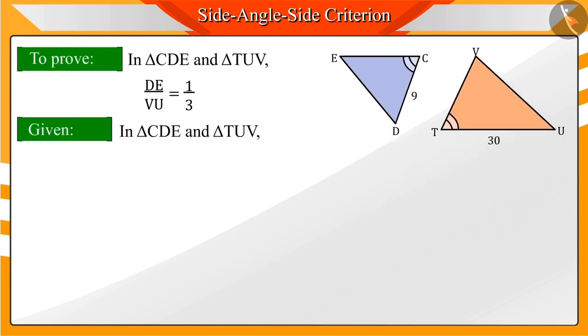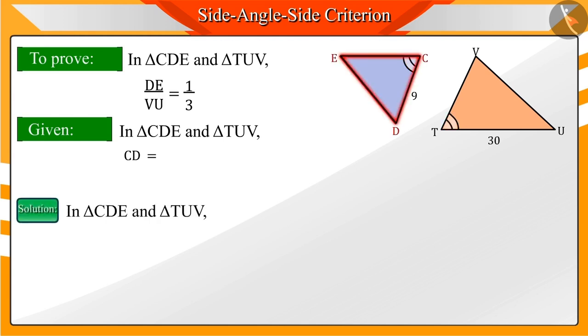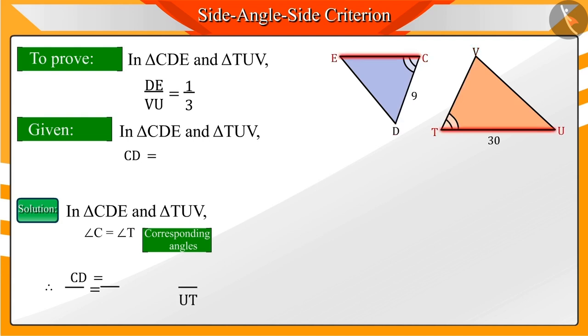In the given figure, side CD equals 9 units and side EC equals 10 units. UT equals 30 units and TV equals 27 units, and also angle C equals angle T. We know that in triangles CDE and TUV, angles C and T are both the same. And also, the corresponding sides which contain these angles, CD, EC and TV, UT, are in the same ratio, which is 1 by 3.